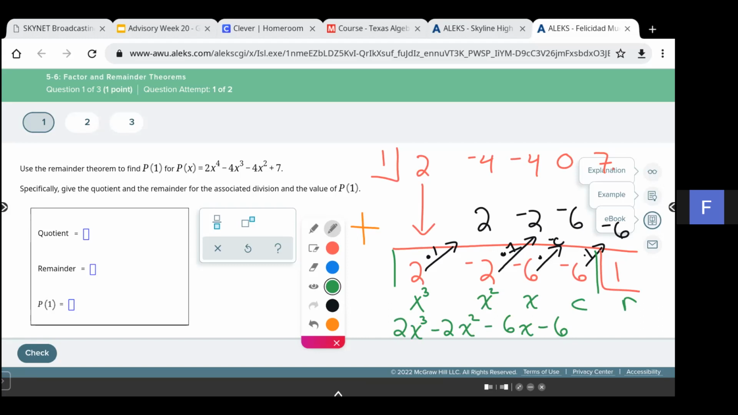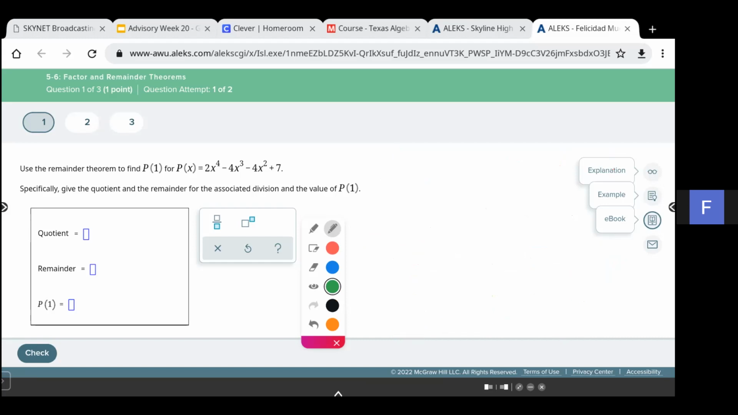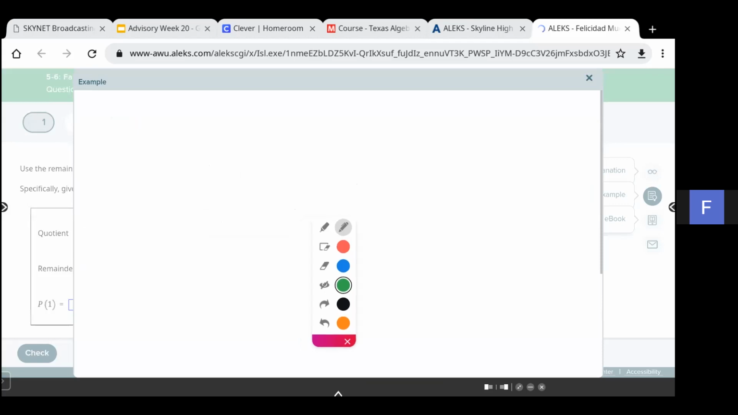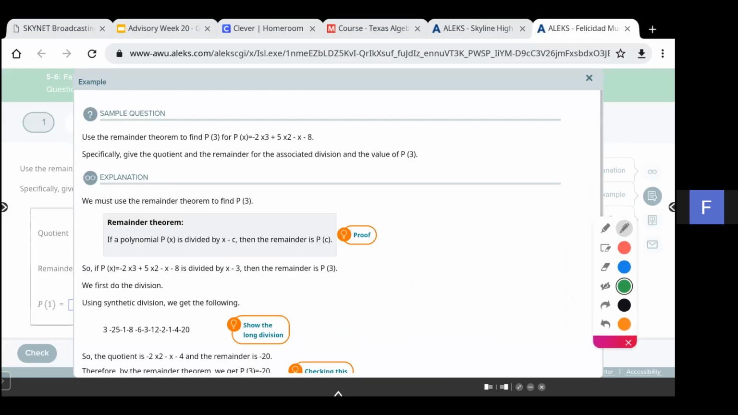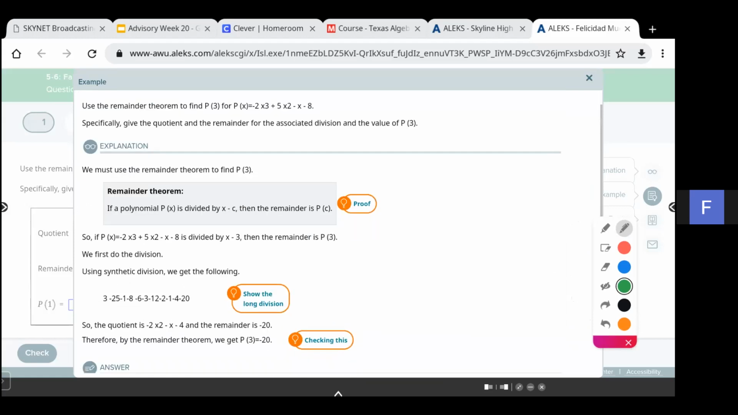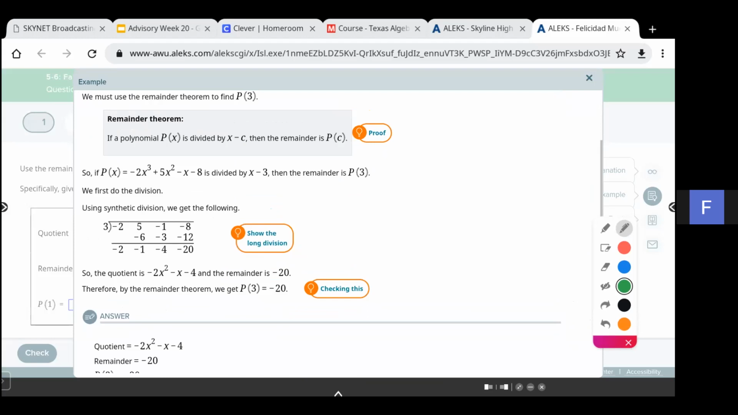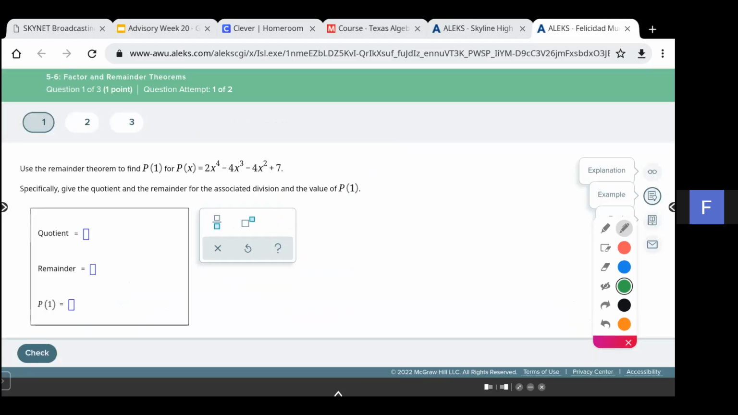So in class, we did copy down the remainder theorem. I'm going to hide everything. If I click on example for what we're talking about, if a polynomial P is divided, this is actually the remainder theorem. It also says that the remainder is P of c. So if you plug in c, that's what we get. For example, they had -20 with remainder. It is also what happens when you plug 3 in. We did go over that in class.